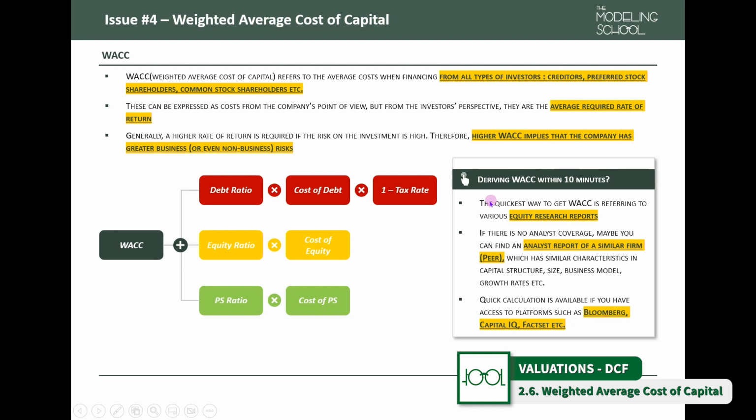And also, these kinds of sources can be used even when you're calculating weighted average cost of capital the traditional way. These can be used as benchmarks, or you can always compare your results with equity research reports and with these platform results. So it's always helpful to have these sources as backup.